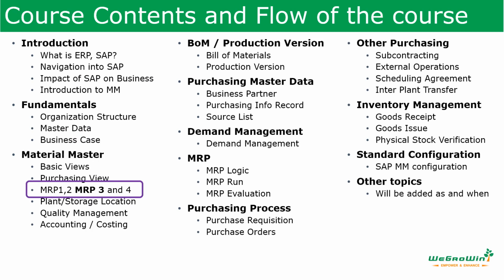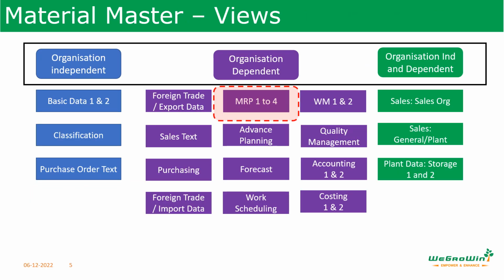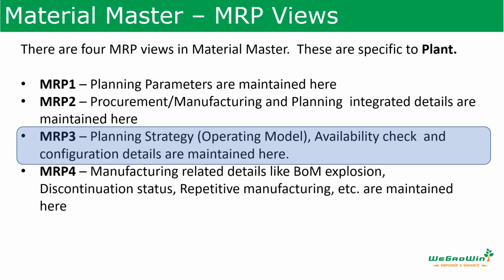We'll be discussing MRP3 views in this session. MRP 1, 2, 3, 4, all these are organization dependent parameters. MRP3 defines the operating model related things. It is also plant related, that is, organization based views. MRP3 defines the planning strategy group required to plan the material, like whether the operating model is make to stock, make to order or assemble to order. Also it helps to define availability check. Also the product configuration details and replenishment lead time are maintained in the MRP3 view.